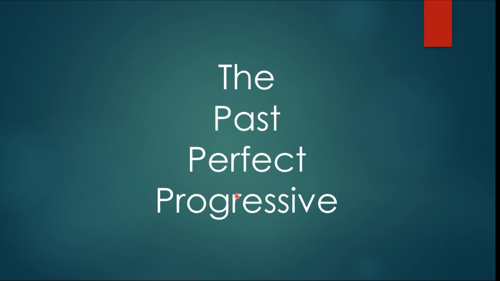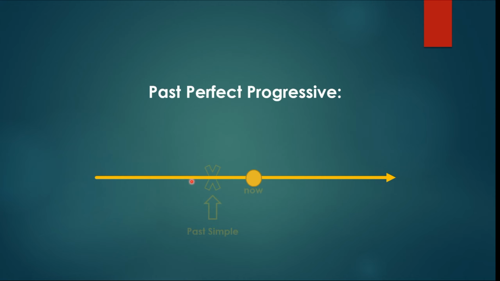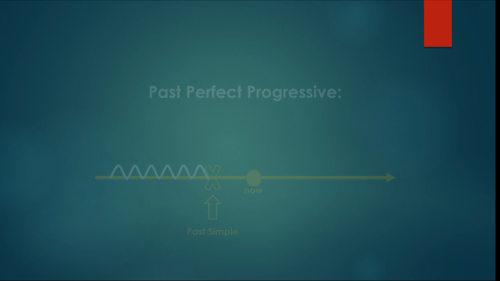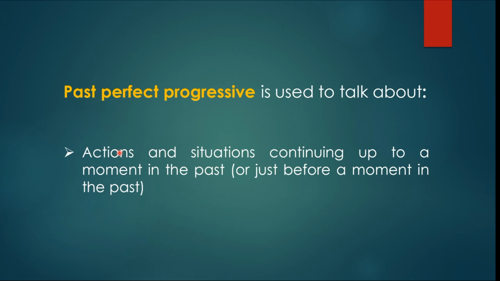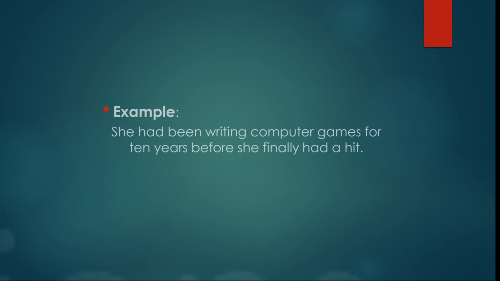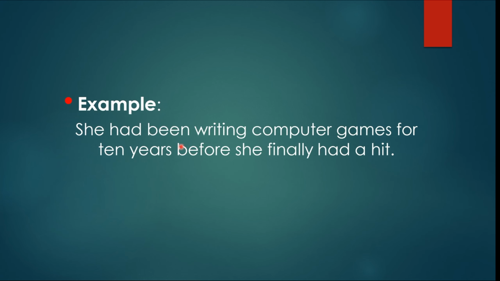And finally, the last past tense, past perfect progressive. Well, we use it to talk about an action which continued up to a moment in the past. We say actions and situations continuing up to a moment in the past. Well, the example: she had been writing computer games for 10 years before she finally had a hit.